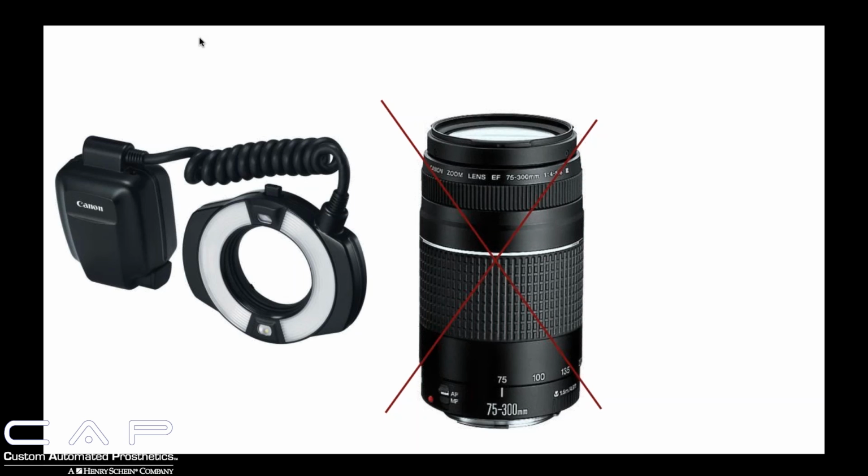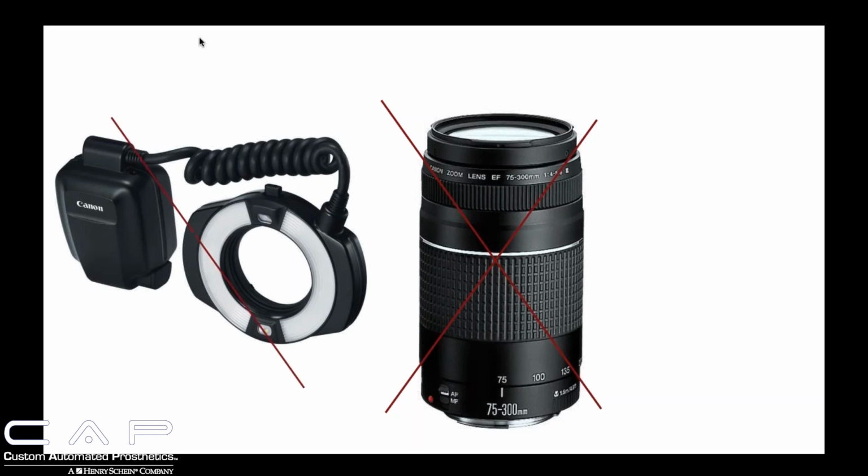The macro twin flash, you have a lot more options. You can take the flashes off the body and position them differently. You can get a bracket for the bottom of your camera, which I have. You'll see a picture of that in a few minutes, and you can set up these flashes for optimal specular reflection and exposure and all of that.